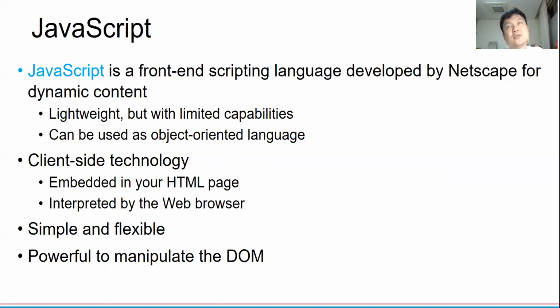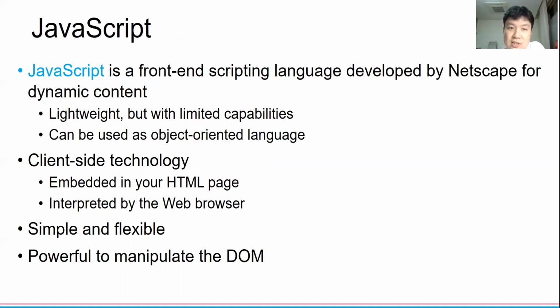The first JavaScript was developed by Netscape for dynamic content. Maybe you don't know about Netscape, but Netscape is one of the browsers established in the earlier stages of the internet. In the first stage of the internet, Internet Explorer and then Netscape were the very first browsers. In Netscape, they put JavaScript in for scripting, for the front end, and it is lightweight. However, at that time, it was limited in capabilities.